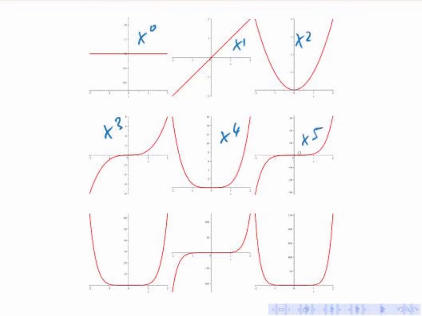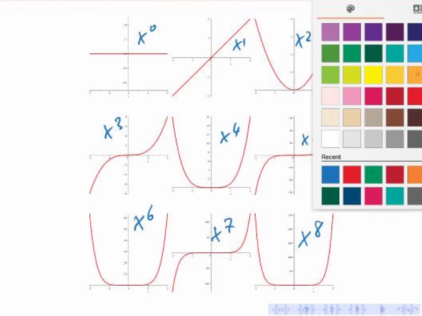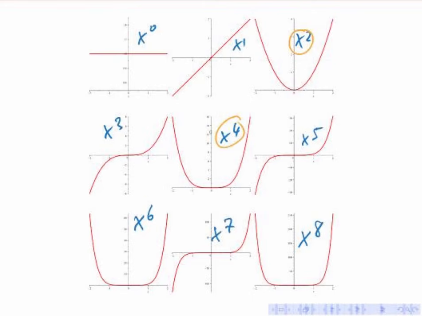X to the 5 now looks again very similar to x to the 3. X to the 6 is kind of similar to x to the 4. X to the 7 then looks maybe a little bit wider than x to the 5, but it's again an odd function. X to the 8 is again an even function, very similar to x to the 4 and x to the 6. So if you look at this closely, then you have a pattern, right? You have all the even indices, so let's maybe mark them in orange. So this guy, this is all concave up.